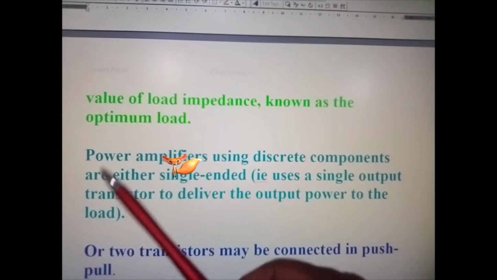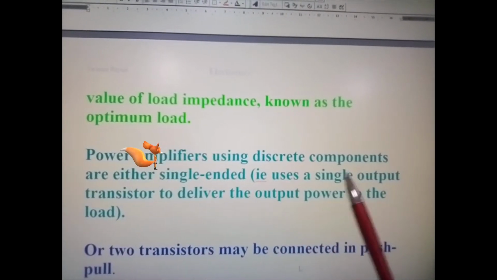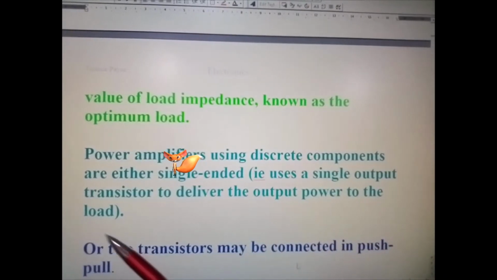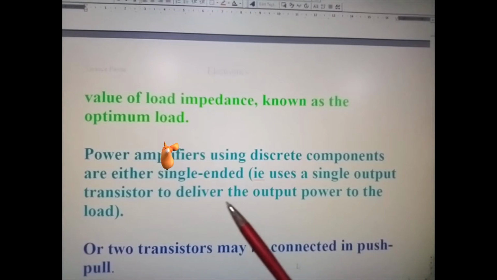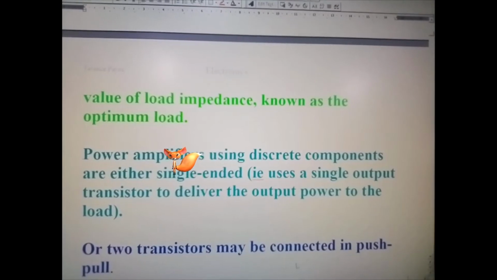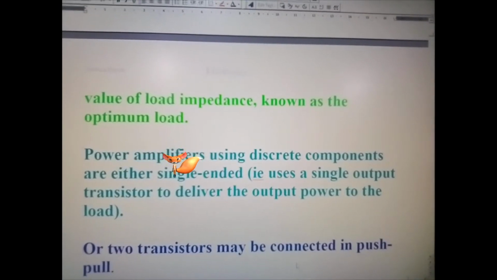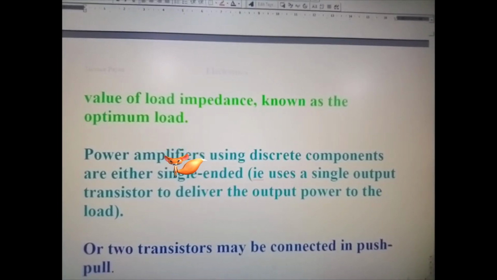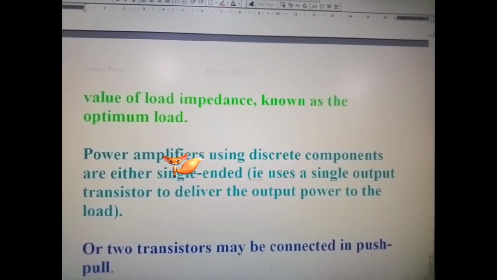Now, power amplifiers using discrete components are either single-ended, i.e. they use a single output transistor to deliver the output power to the load, or 2 transistors may be connected in what is known as a push-pull system. I'm not going to go into the depth of each one in turn, but I'm just going to give you a rough outline as to how these can be used and how they would look.